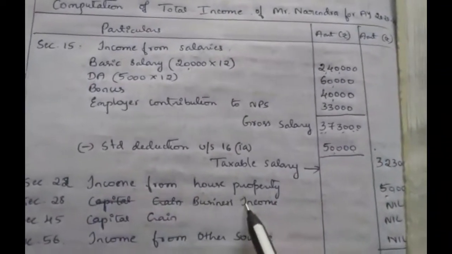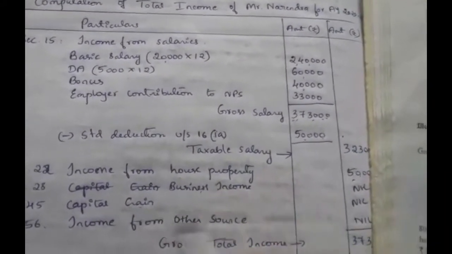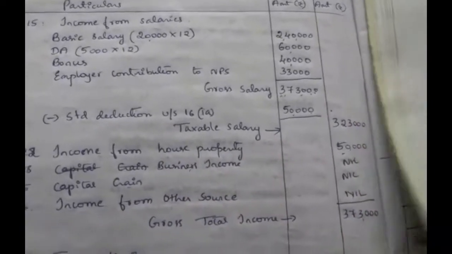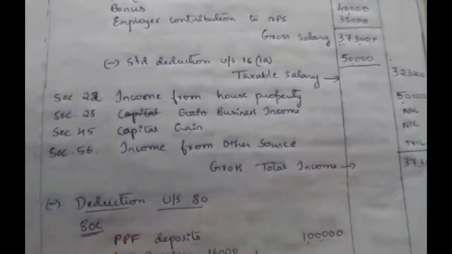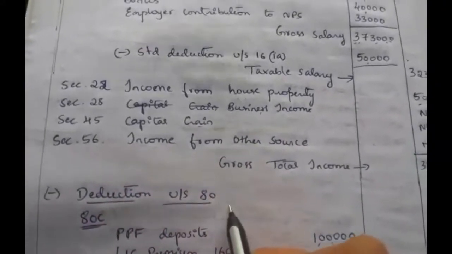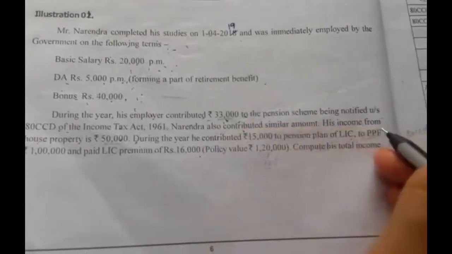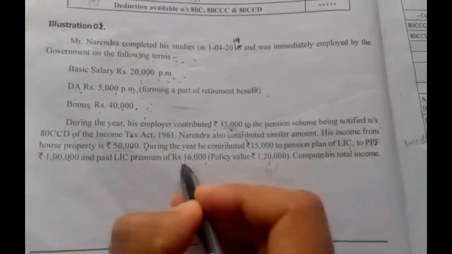Next, section 28, business income. They have not given any information about business income, capital gain and other source income, so nil we take, and the gross total income is 3,73,000. Next, from the gross total income, we have to deduct the deductions under section 80. First deduction is 80C. In the 80C deduction, during the year he contributed to PPF 1 lakh rupees and LIC premium; these two amounts come under 80C deduction.